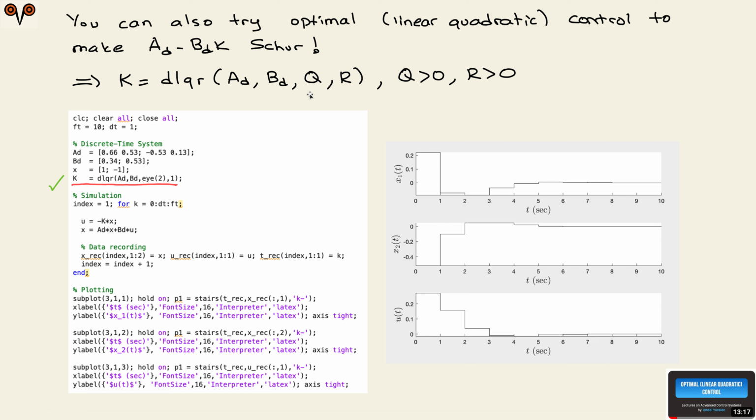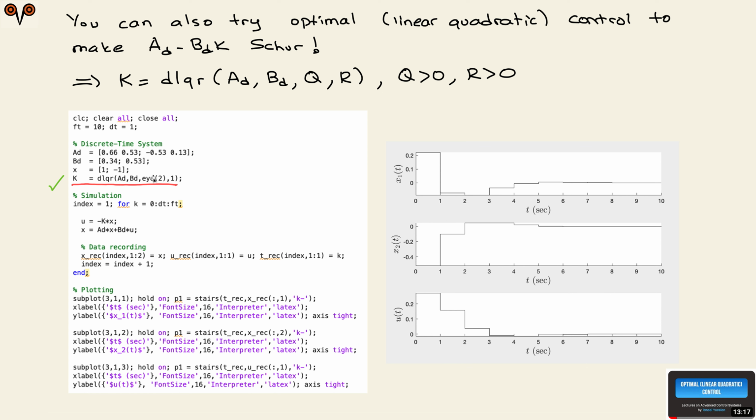Basically, here I am using the discrete linear quadratic regulator command, dlqr. I am entering my AD matrix, BD matrix, and Q and R matrices. You need to tweak the Q and R matrices. For this video, it is the same code, I just replaced place with dlqr. Q is the identity matrix and R is 1. I just wanted to show you this instead of tweaking.